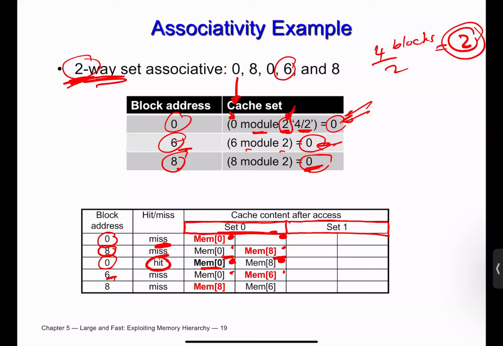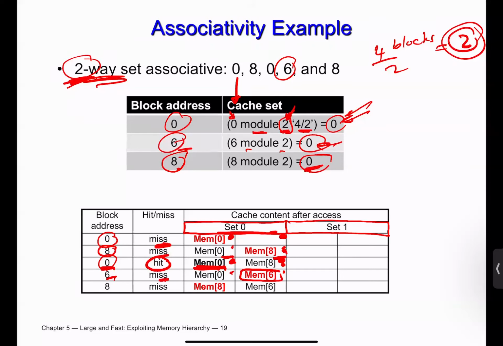Another idea said, no, we would like to be a little bit fair. So let's kick out the one that stayed longer and keep the one that just came. With this example, memory of 0, I was just asking for, so it's just there. Memory of 8 was a little bit older. So let's overwrite memory of 8 and write memory of 6 on that particular location. This idea of replacement is called least recently used.